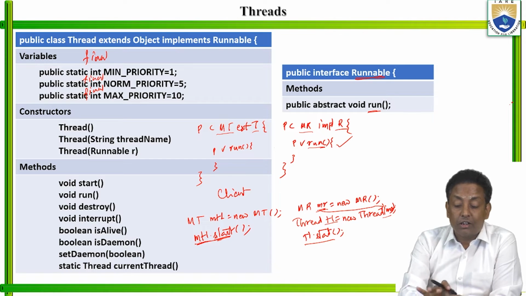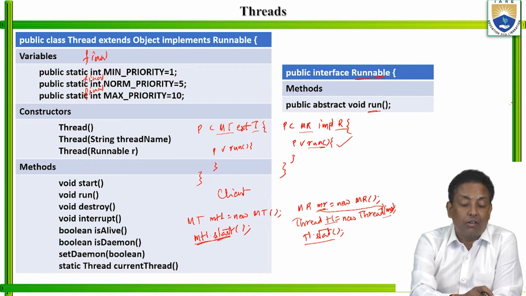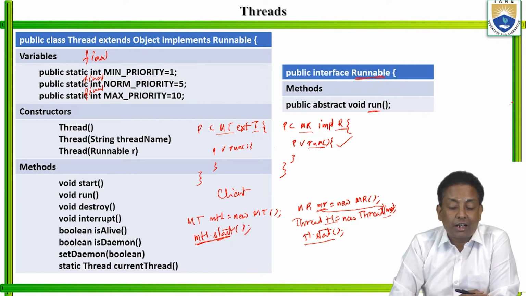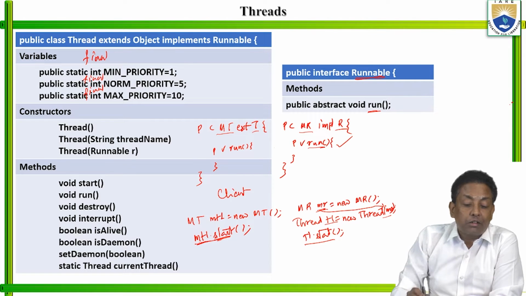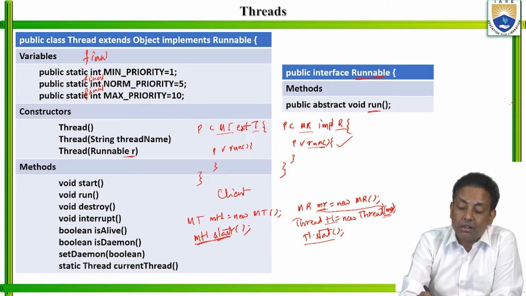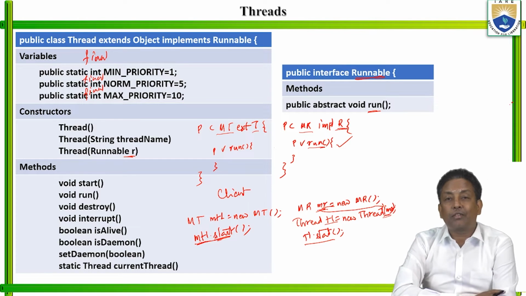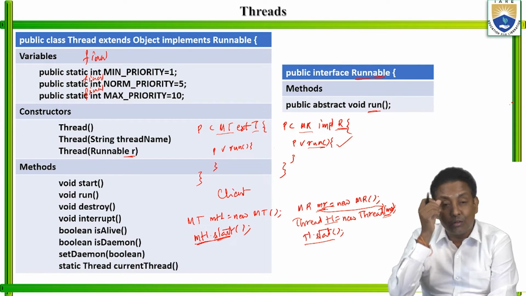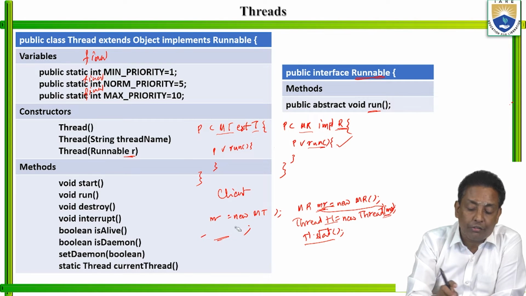So hope you understood how all the three thread class constructors are used. Here the thread class constructor is taking a runnable object, and we are passing mr here. Mr is a subclass of the runnable interface. So I hope the constructor concept is clear to all of you.